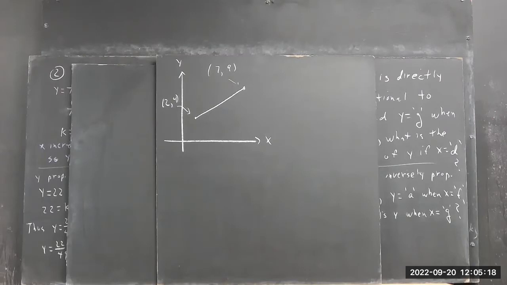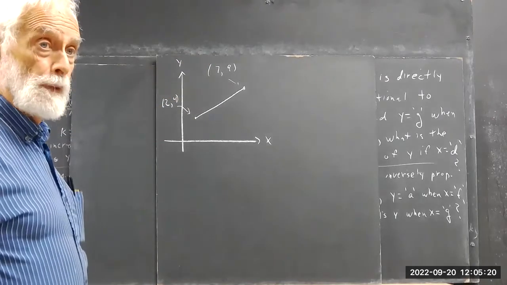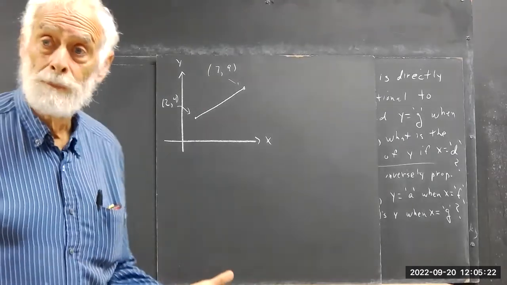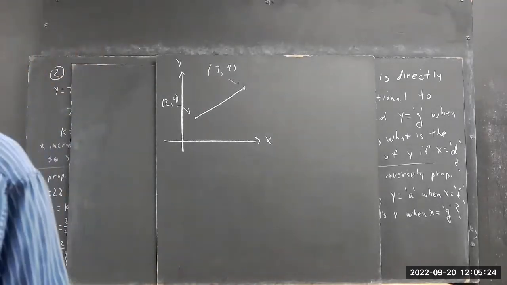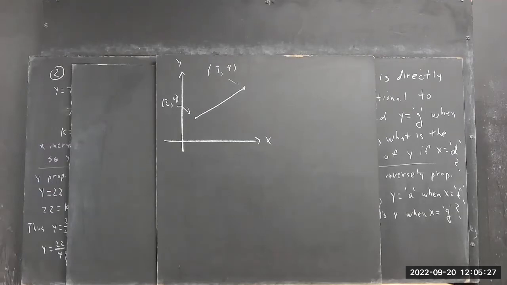Okay, got 2 points, (2, 4) and (7, 9). I want to find the slope of that line segment. So we're going to pause for a second, but I'm going to ask, what are the 2 words that come to mind when you think of the word slope?